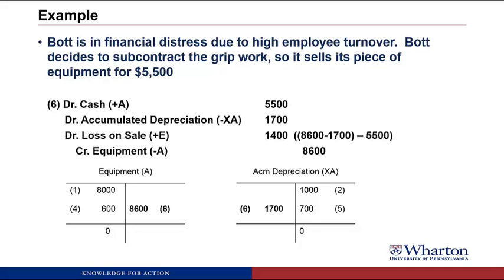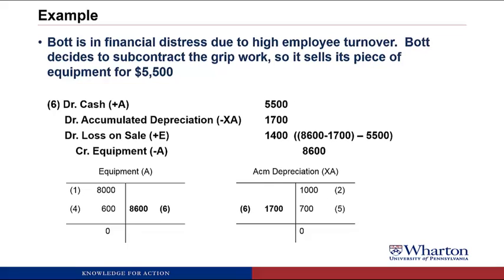So here's the journal entry. We're going to debit cash for $5,500. That's how much cash we're receiving for selling the piece of equipment. We need to get rid of the equipment from our balance sheet. So for the equipment account, the balance was $8,600. We need to credit equipment for $8,600 to zero that account out. For accumulated depreciation, the balance was $1,700. So we need to debit accumulated depreciation to zero that account out.